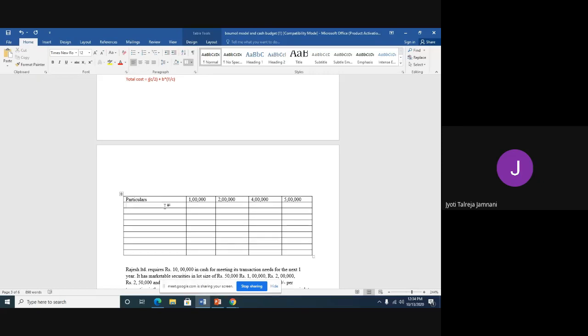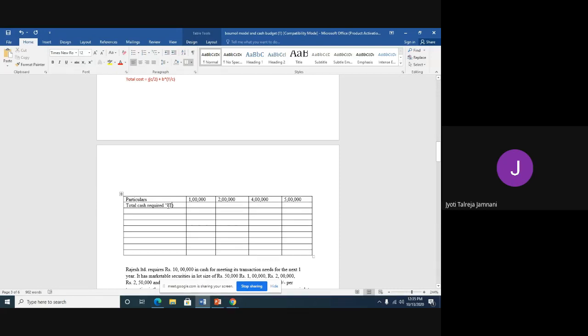What is T? T is the total requirement of cash and C is the optimum cash balance. So we need to do T divided by C to find the number of transactions and then multiply it with B, which is the transaction cost. Okay, so first we will write here total cash required, and in brackets I will write T, because we denote it as T.